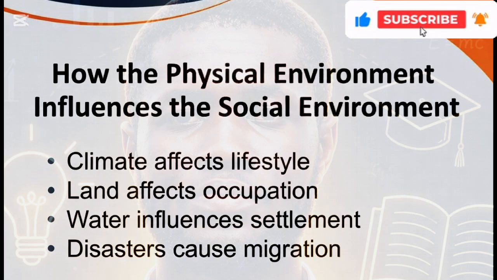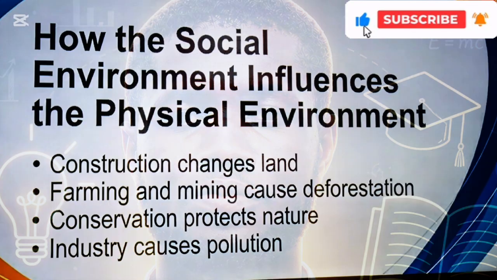Third one, rivers and seas influence settlement. And the last one, natural disasters affect social life. Because of natural disasters, people are forced to move from where they are to settle at a different place. The physical environment has influenced the social environment.